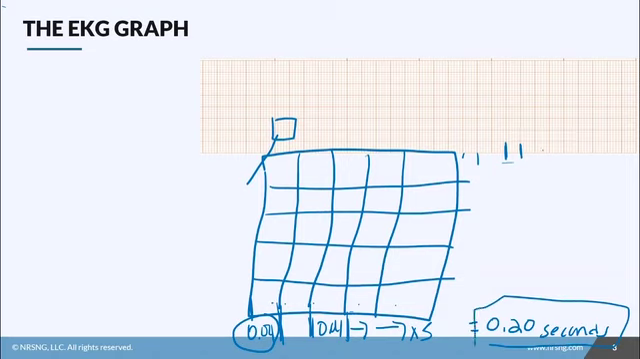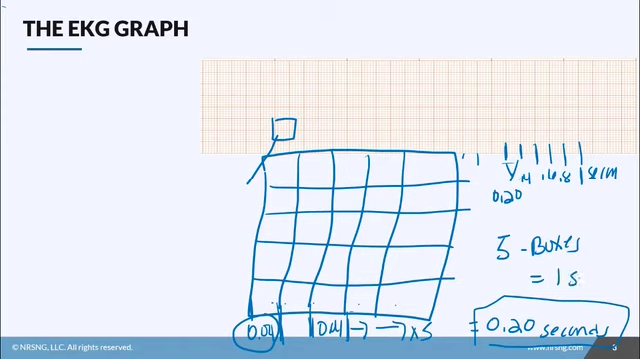So think about that for a second. One box is 0.2 seconds. 2 boxes would be 0.4. 3 boxes would be 0.6. 4 boxes, 0.8. 5 boxes, 1 second. So 5 big boxes equal 1 second. And this is important. I'll explain why in just a second.